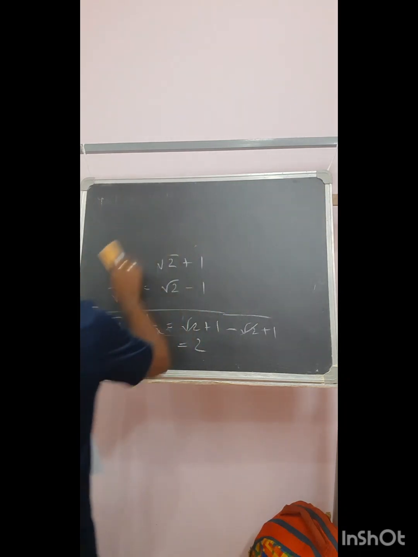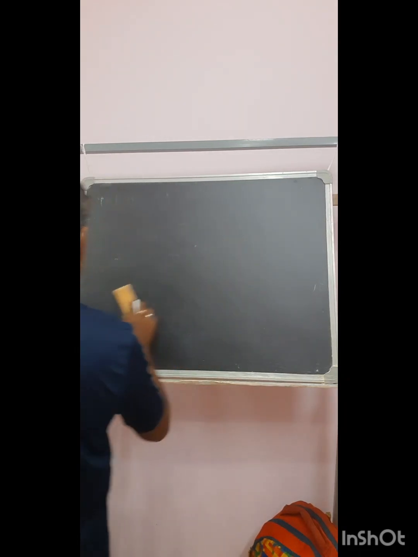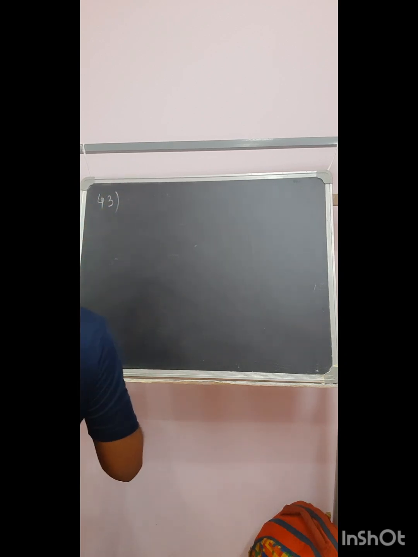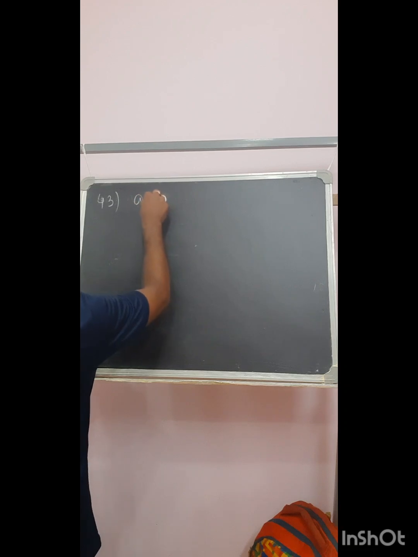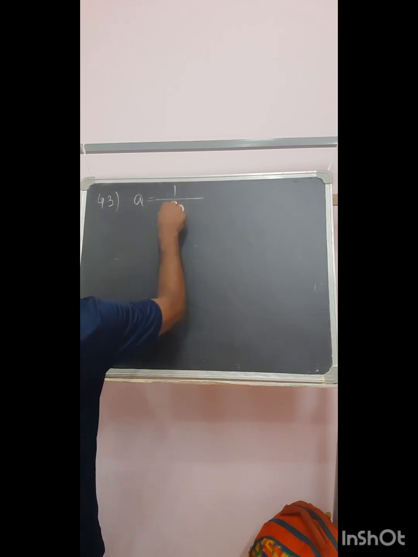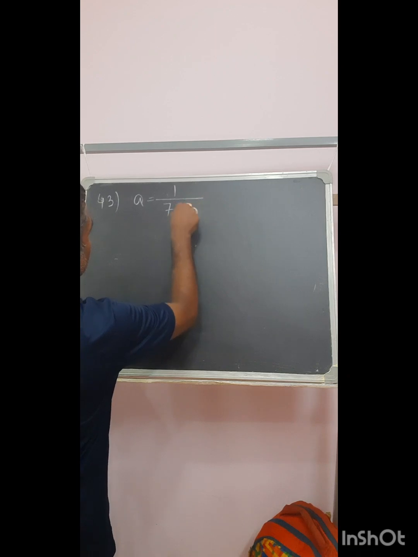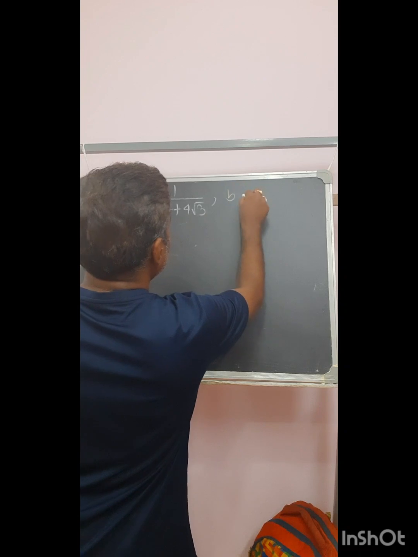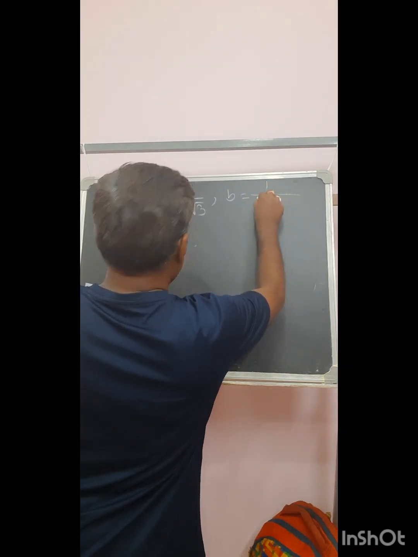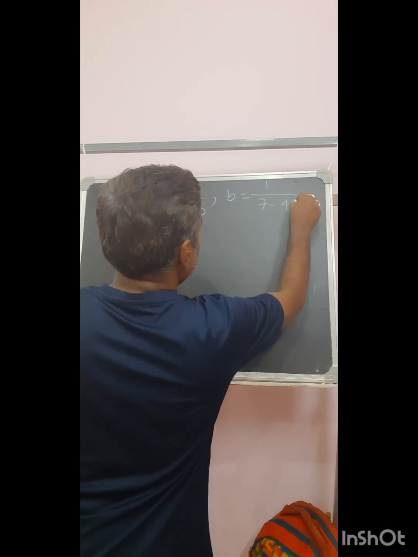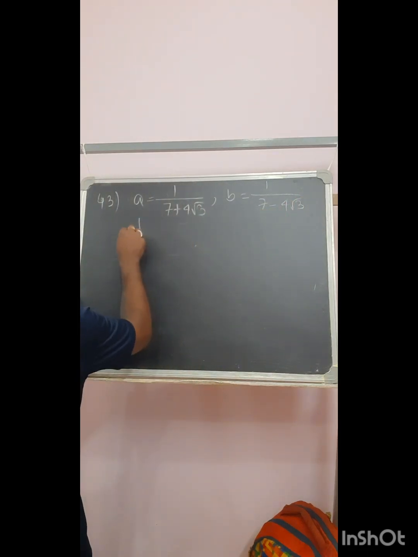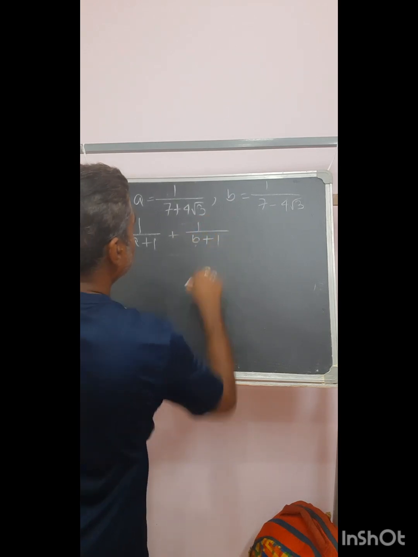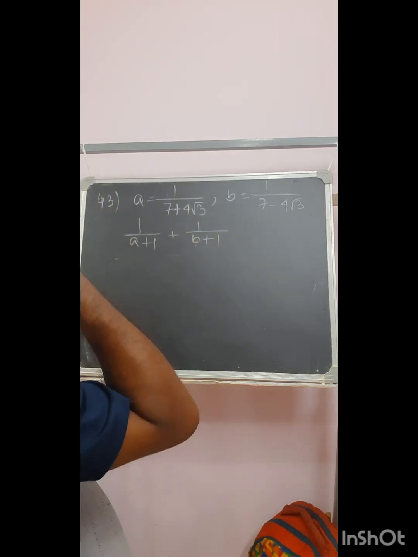Moving to 43. It says if a is equal to 1 upon 7 plus 4 root 3 and b is equal to 1 upon 7 minus 4 root 3, then find a plus 1 by a plus b plus 1 by b.